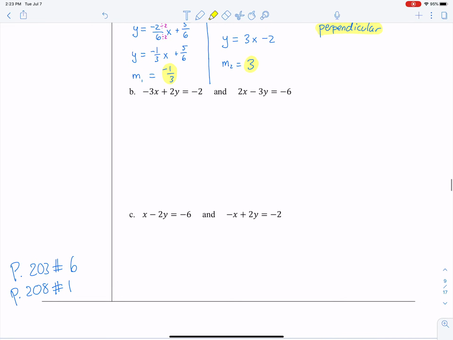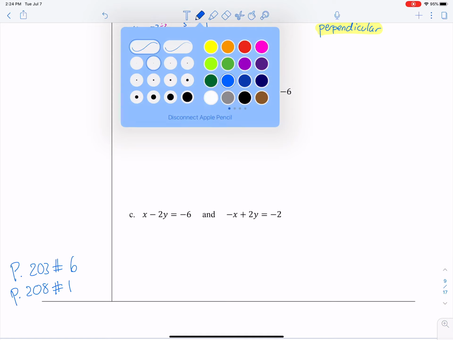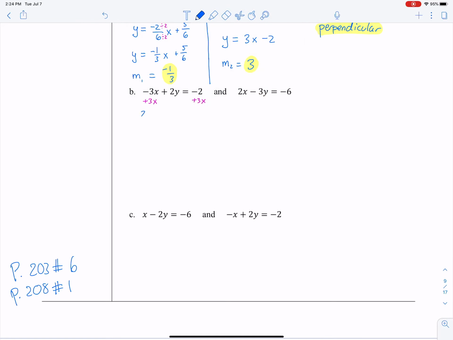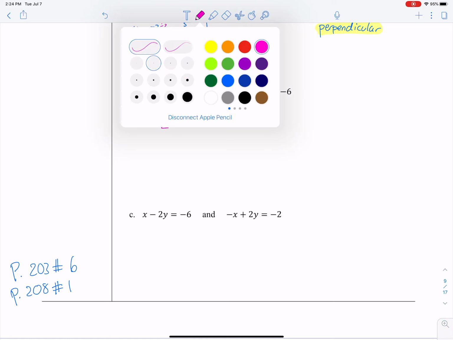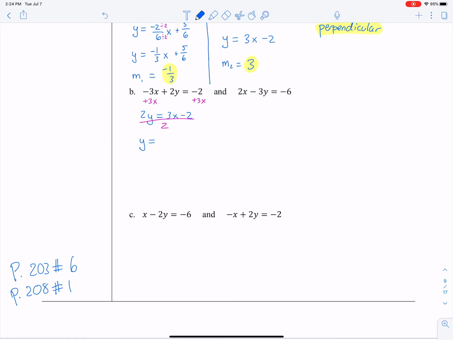Okay. Let's try another one. Here again, I'm starting off with two equations, and I have to convert them to slope-intercept form. The first thing I'm going to do is move the 3x over to the other side. In this case it's negative, so I'll add it to both sides. So I get 2y is equal to 3x minus 2. I don't want anything in front of the y, so I'm going to divide everything by 2. y is equal to 3 over 2x minus 1. So my slope here is 3 over 2.